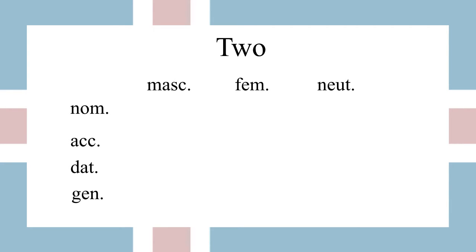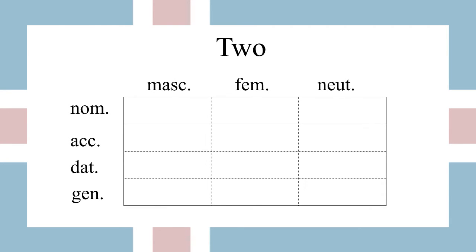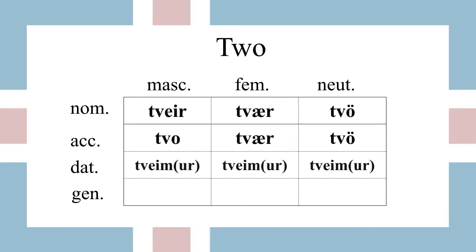All right, let's move on to the word 2. Now, check out these forms, and again, they do bear some similarities to other adjectives, and this is again when the hinn chart might come in handy. So here are our nominative forms: tveir, tvær, and tvö. The accusative forms are tvo, tvær, and tvö. The dative forms are tveimur or tveim, and that's the same form for masculine, feminine, and neuter.